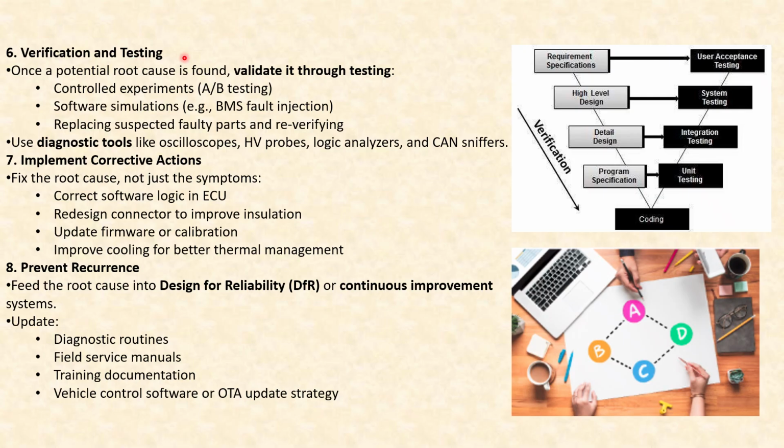Next important step is verification and testing. Once a potential root cause is identified, validate through testing, to replicate that root cause so that the same fault is replicated. There are some controlled experiments like A/B testing, software simulations, for example BMS fault injection, replacing suspected faulty parts and re-verifying. So these are the various kinds of verification and testing, and use diagnostic tools like oscilloscopes, HV probes, logic analyzers, and CAN sniffers.